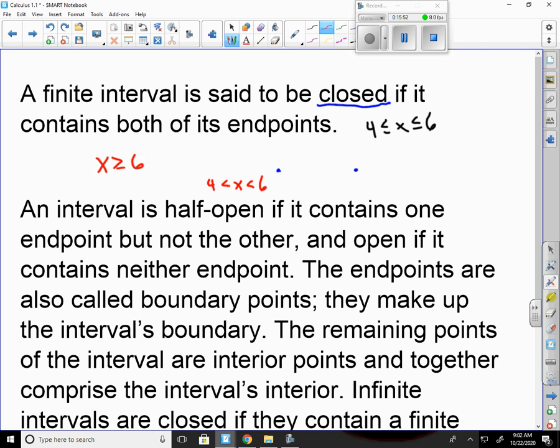It's infinitely close. Okay, we will pick up there tomorrow.